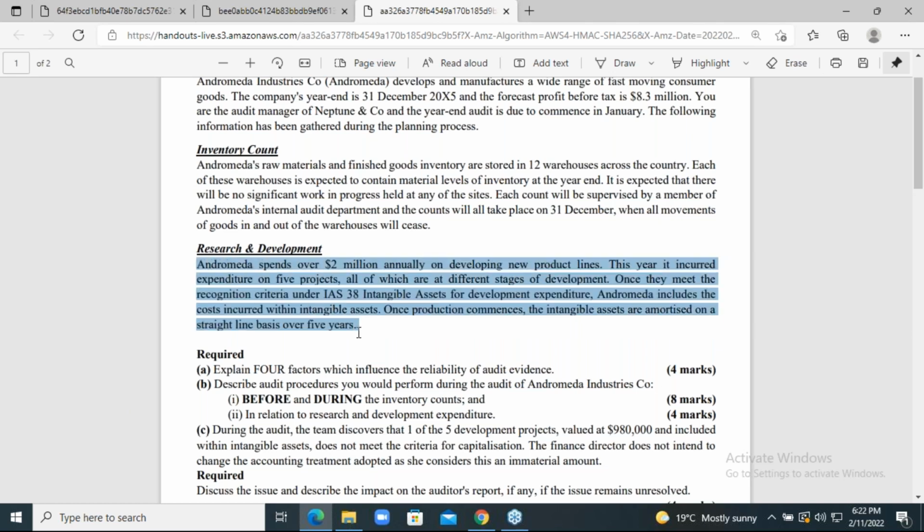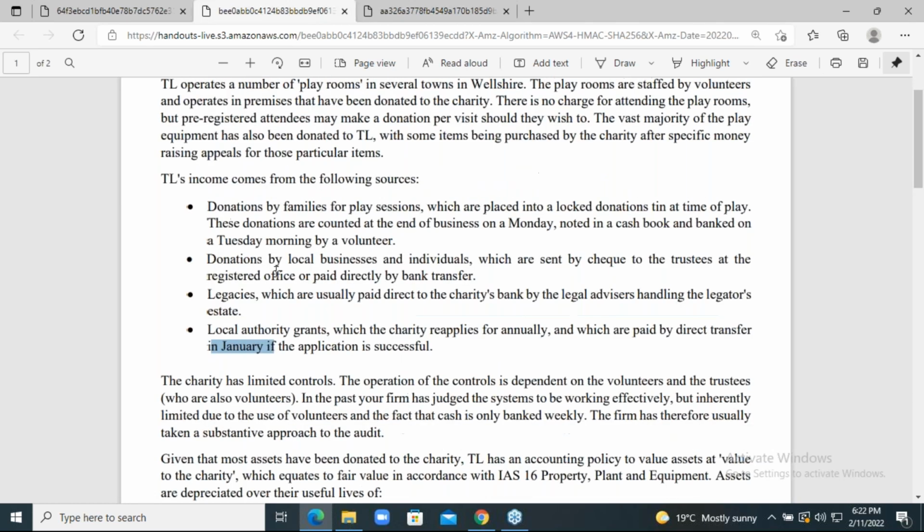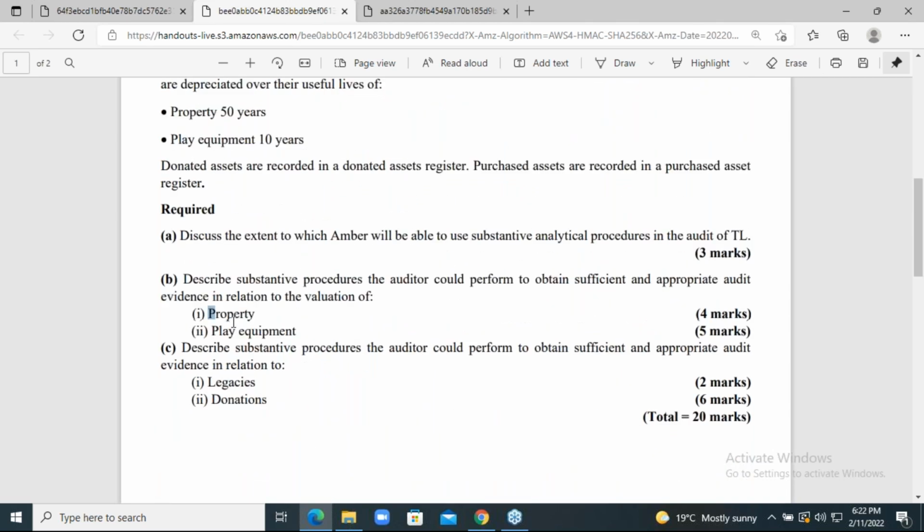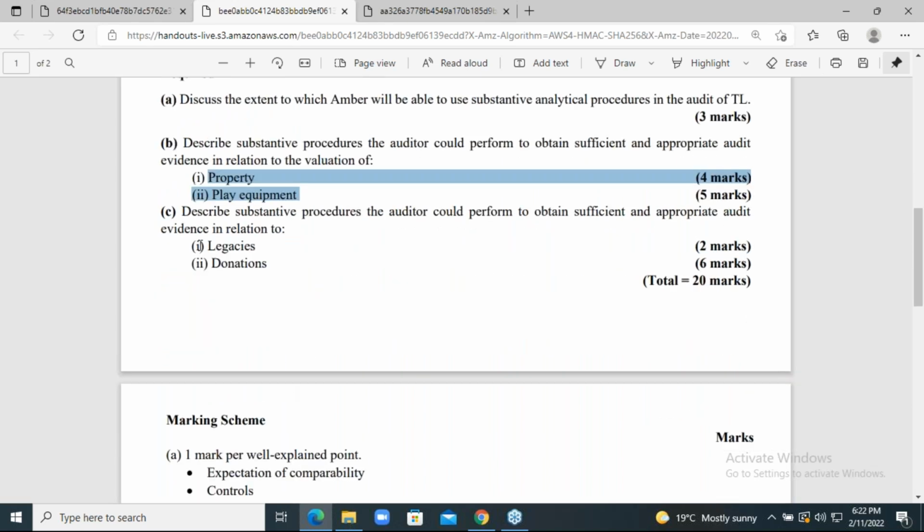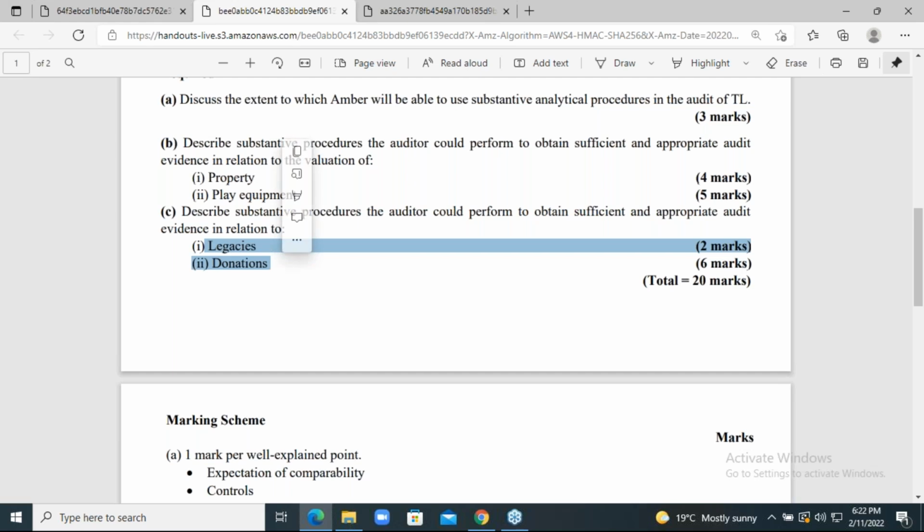will help you to make specific or customized procedures, like traffic lights in property and play equipment. You use generic procedures to make customized procedures. Then there are some questions where generic procedures are not going to help. Then there is you and there is data.